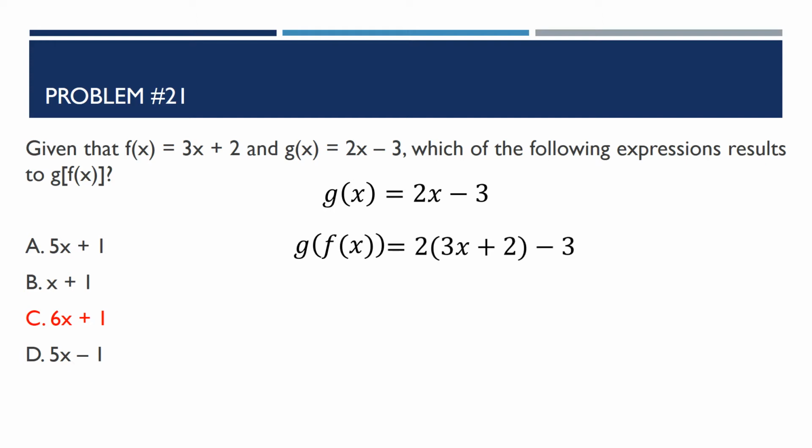So this is what I'm talking about. The x will be replaced by 3x plus 2. So it's different from evaluating a function because instead of substituting x into a number, we substitute x into another function. And then we will simplify. We distribute the 2. 2 times 3x is 6x. 2 times 2 is 4. And then copy the negative 3. And then we combine the constants 4 and negative 3. So the g of f of x will be 6x plus 1.